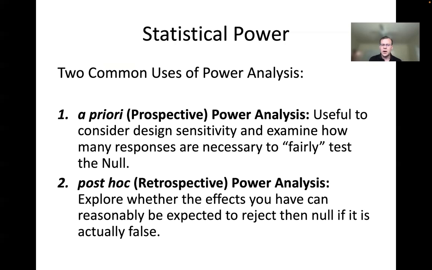A second type of power analysis is called a post hoc, or a retrospective power analysis. In this type of power analysis, we're going to explore whether the effects that we've observed can be reasonably expected to reject the null if it's actually false. If we were to, say, add more people, how much power did we have in our test? Is our test based on about 20% power, 50% power, et cetera? And knowing how much power you had to test your null hypothesis is really an essential element in understanding the likelihood that you're going to replicate your results.